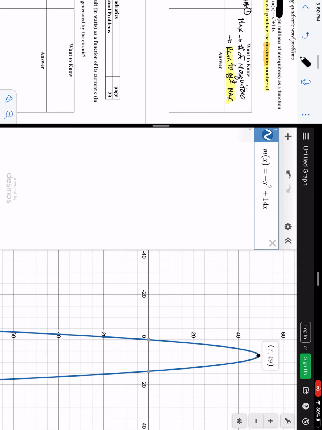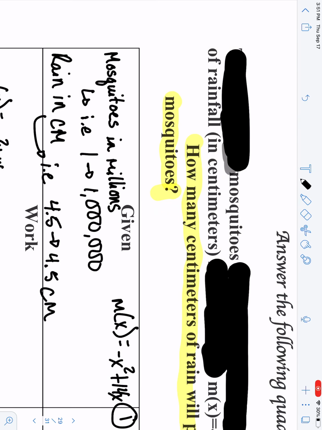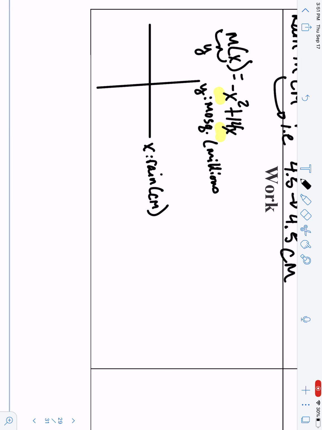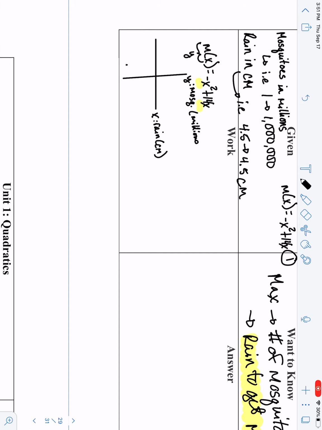Okay, so this time I was really looking for the vertex. Okay, so I have the 7, 49. So the graph looked something like this. And again, remember, I was interested in the points, right? So we have all of these different key features of the quadratic. Now, of all of these, this is what I was interested in, this point right here. Okay, because it's going to tell me something about my max.